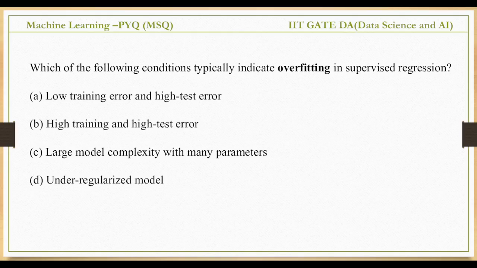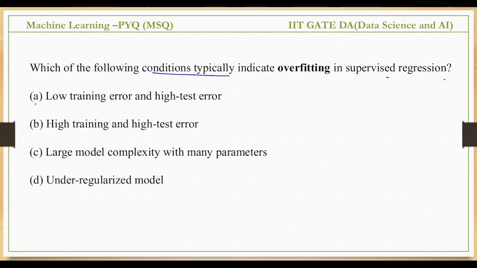In this video, we are going to discuss a problem from machine learning based on overfitting and underfitting for the GATE DA paper. The question here says: which of the following conditions typically indicate overfitting in supervised regression?